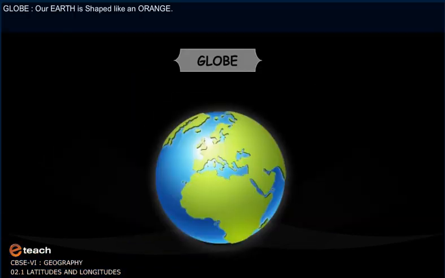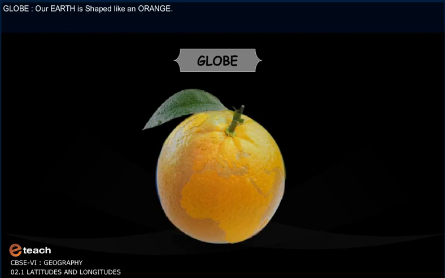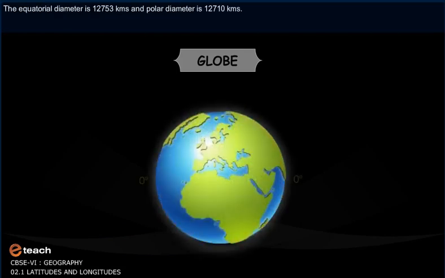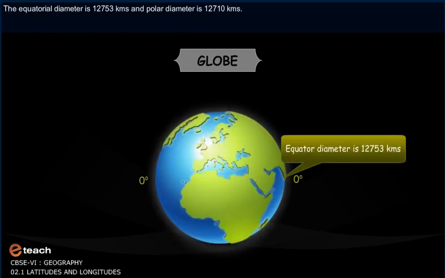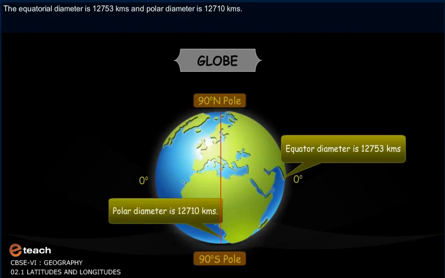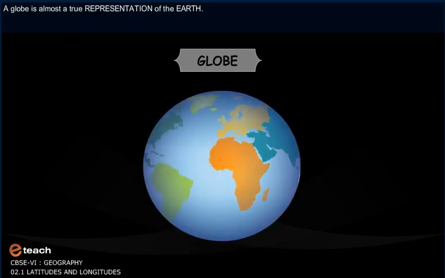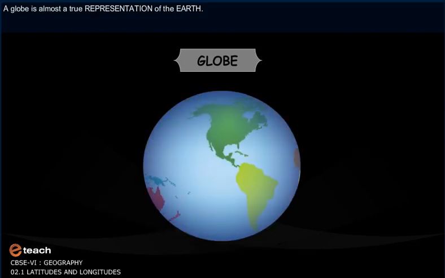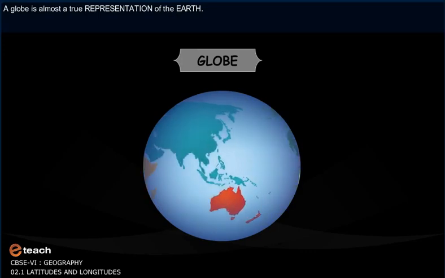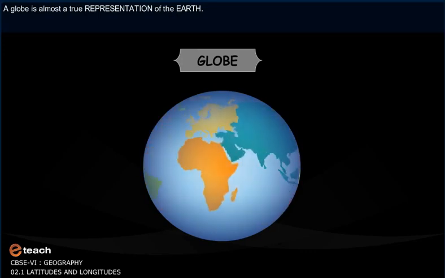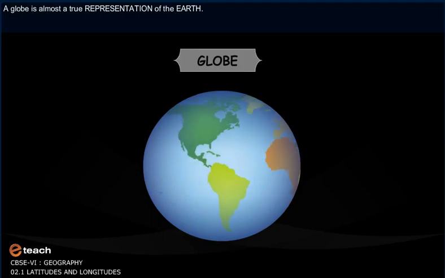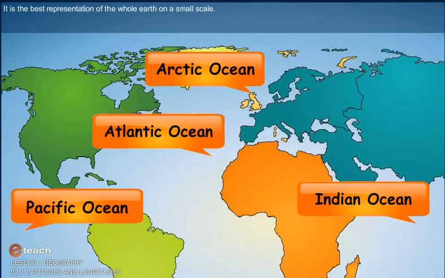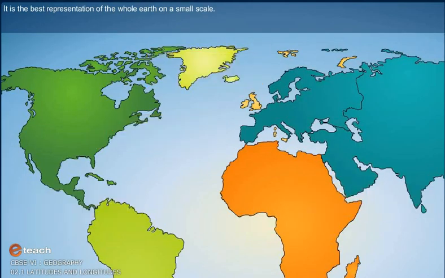Globe. Our Earth is shaped like an orange. The equatorial diameter is 12,753 kilometers and the polar diameter is 12,710 kilometers. A globe is almost a true representation of the Earth. It is the best representation of the whole Earth on a small scale.